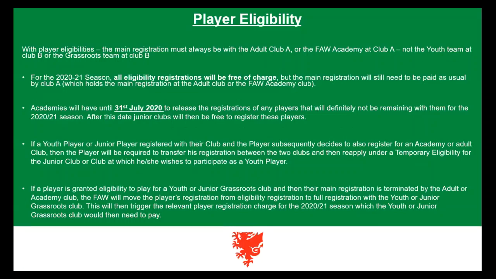With player eligibilities, the main registration must always be with either the adult club or the FAW academy, not the youth team at Club B or the grassroots team at Club B. For the 2020-21 season, all eligibility registrations will now be free of charge, but the main registration will still need to be paid as usual by Club A, which holds the main registration.